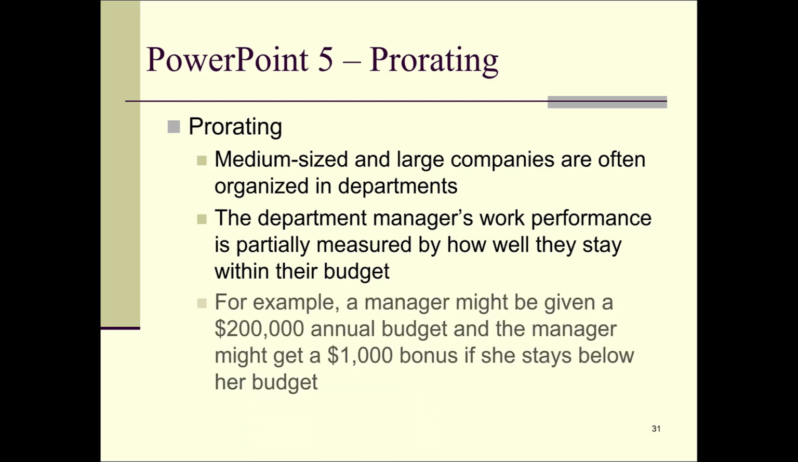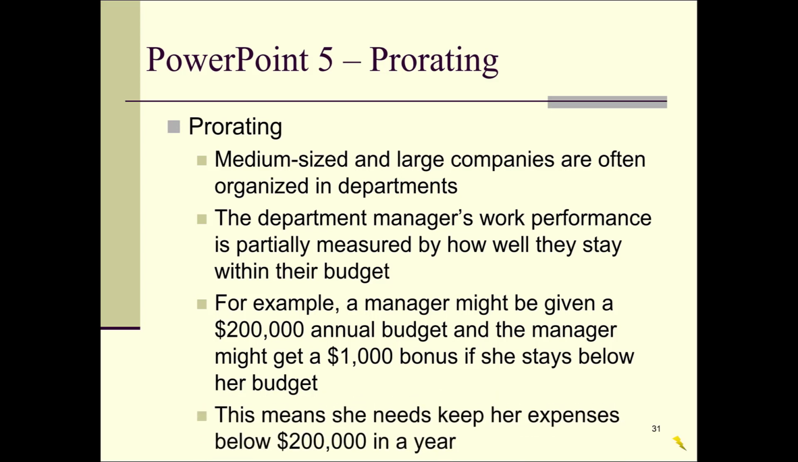For example, a manager might be given a $200,000 annual budget, and the manager might get a $1,000 bonus if she stays below her budget. This means she needs to keep her expenses below $200,000 in a year. So then the question becomes, well, which expenses go towards her department?